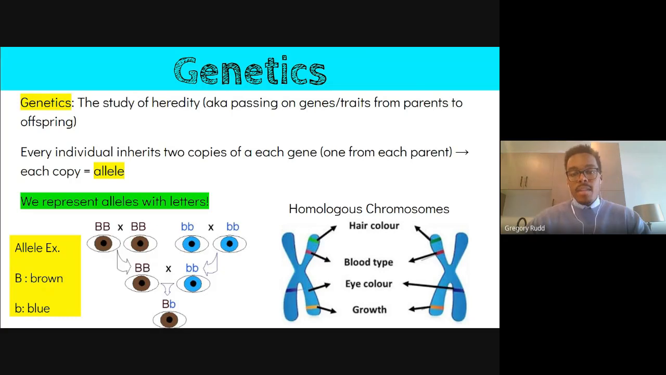We get two copies of every gene, one from each parent. And each copy is called an allele. So an allele is just one copy of a gene. Of course, we all have two copies of each gene. So we should have two alleles for every trait. In order to represent alleles, we use letters. So we're going to talk a lot more about this.